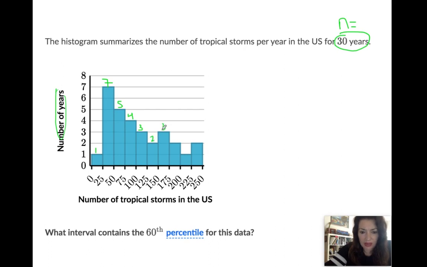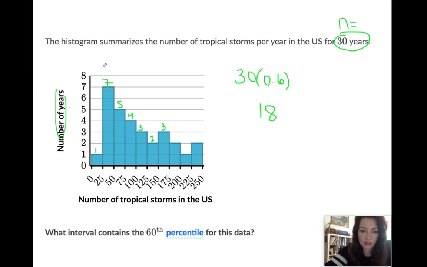So they're asking you in which bin would be the 60th percentile. Well, really, all you need to do is find what is 60% of 30. So you basically multiply 30 times 0.6, okay? The 60th percentile is 0.6. So if you do 30 times 0.6, you will get 18. So be careful. What you want to do here is you're not going to go to the 18 between 0 and 25. You're going to go to the 18th observation. So where would the 18th observation be?